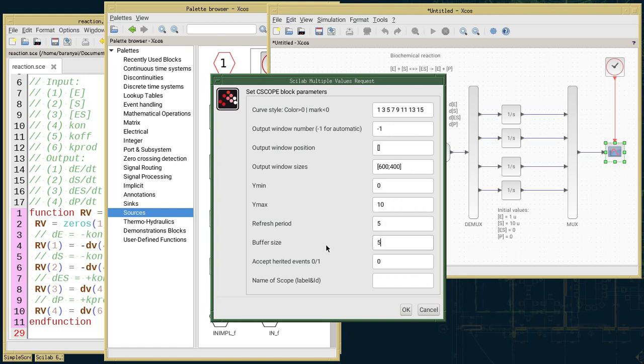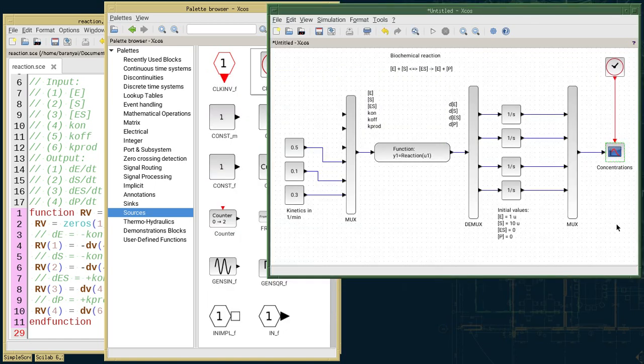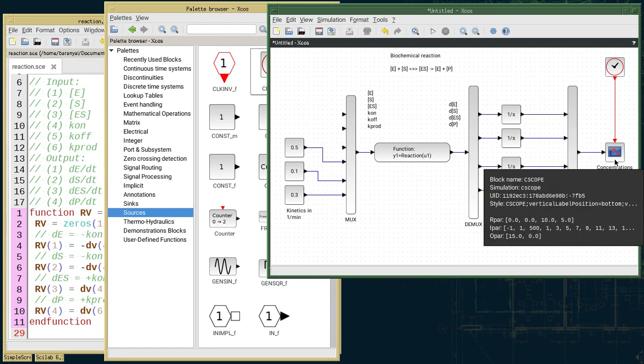The buffer size I will make at least 10 times higher. This is the general recommendation. Luckily, Xcos can expand it dynamically if I need a higher buffer, but it's better to adjust a large enough buffer. The name of the scope will be, let's say, concentrations. So these are the results of the computation.